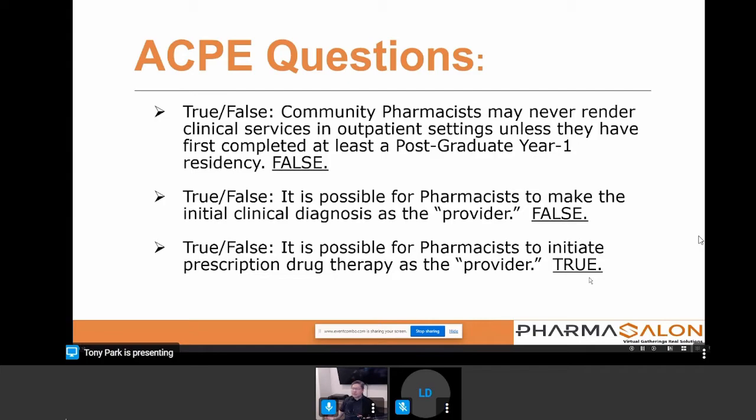So depending on where your state is at, see what your state regulations and laws say about this concept of an outpatient community pharmacy rendering clinical work on an outpatient basis in a similar manner to what has always historically been available for pharmacists in an inpatient setting.